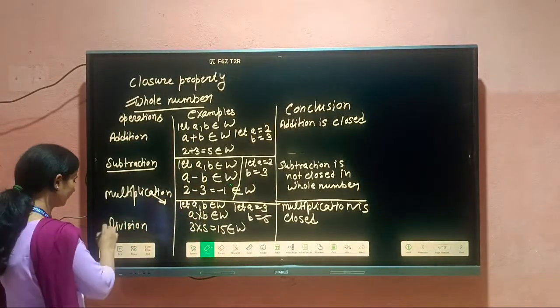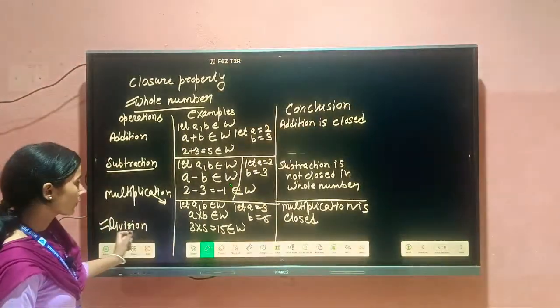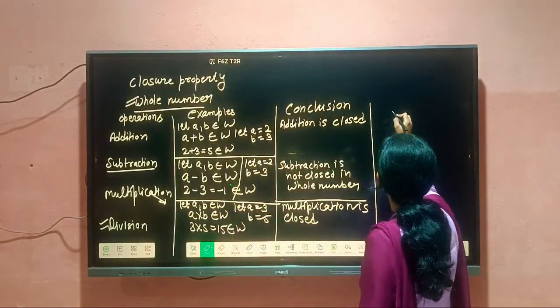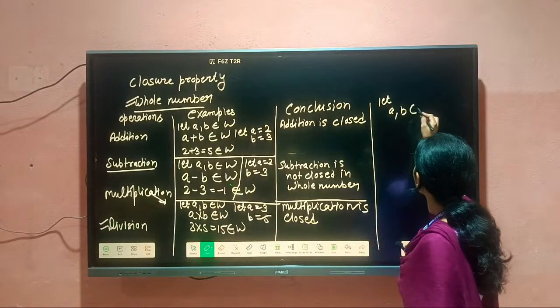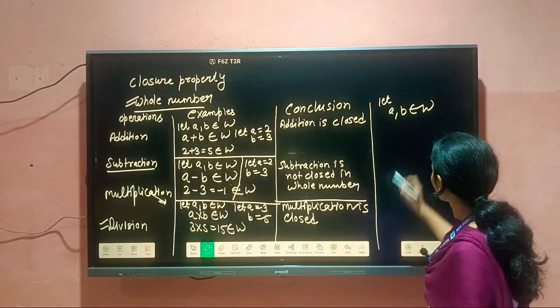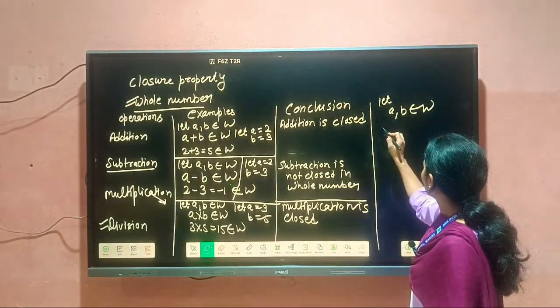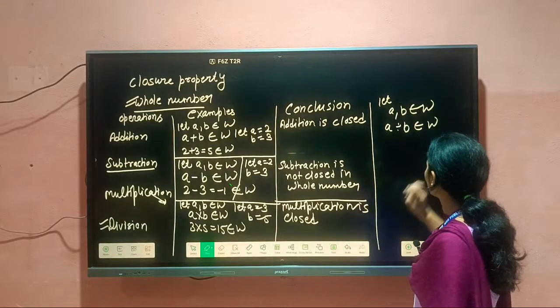Now for division, under operation division, this closure property. What can we say for division? Same pattern: let A and B belong to whole numbers. We consider A and B as two numbers which belong to whole numbers. Then A divided by B must belong to whole numbers.